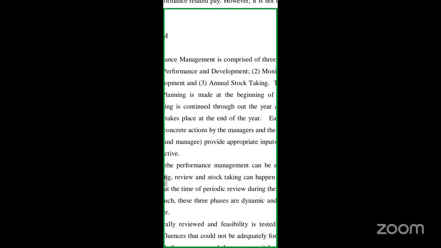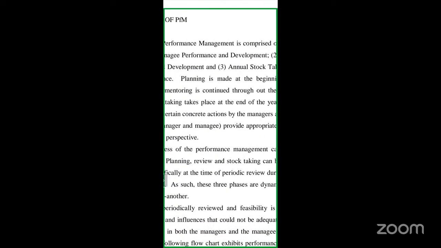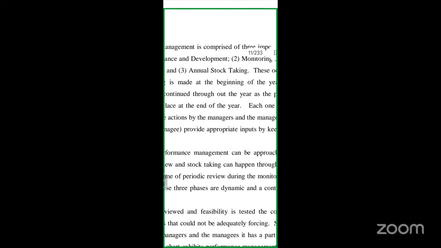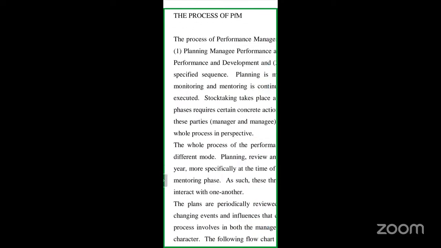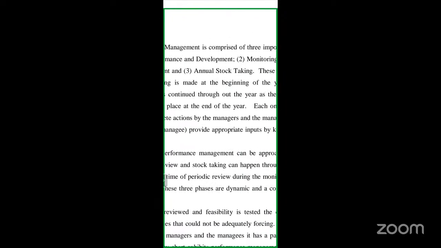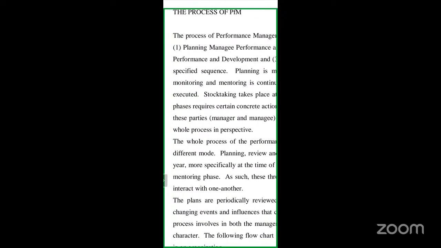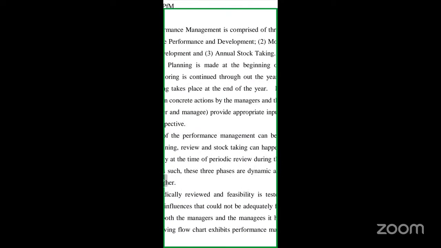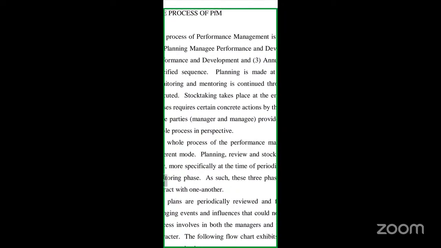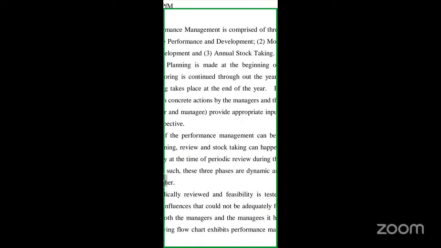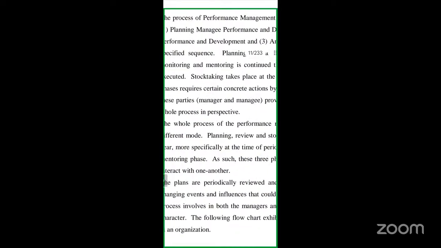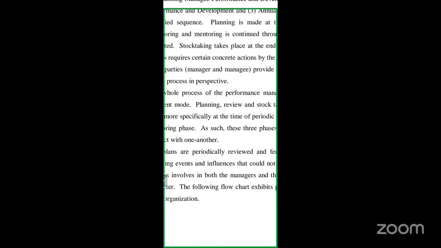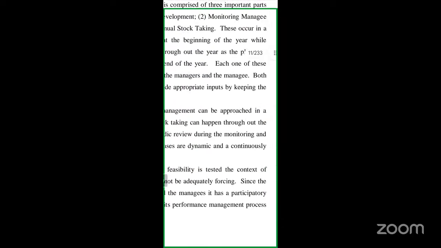Planning plays an important role in performance management. Planning is made at the beginning of the year, while monitoring and mentoring continue throughout the year as the plans are executed. Stock taking takes place at the end of the year. So planning and stock taking play an important role. Each one of these phases requires certain concrete actions by the managers and the managees.